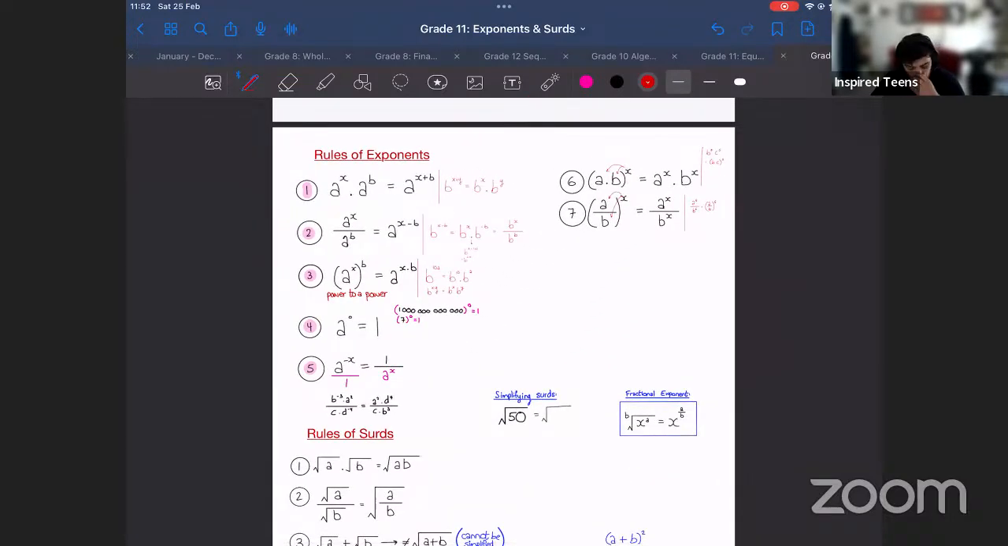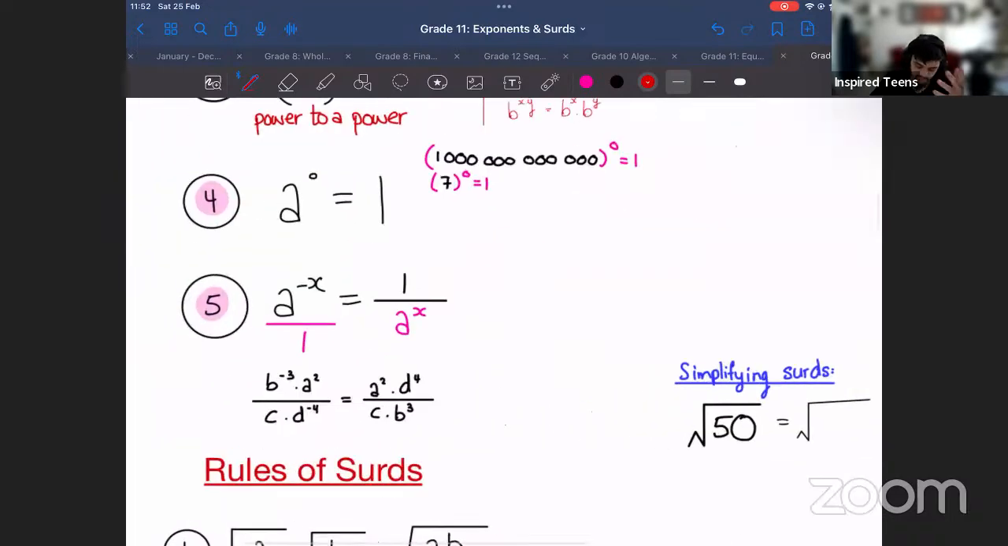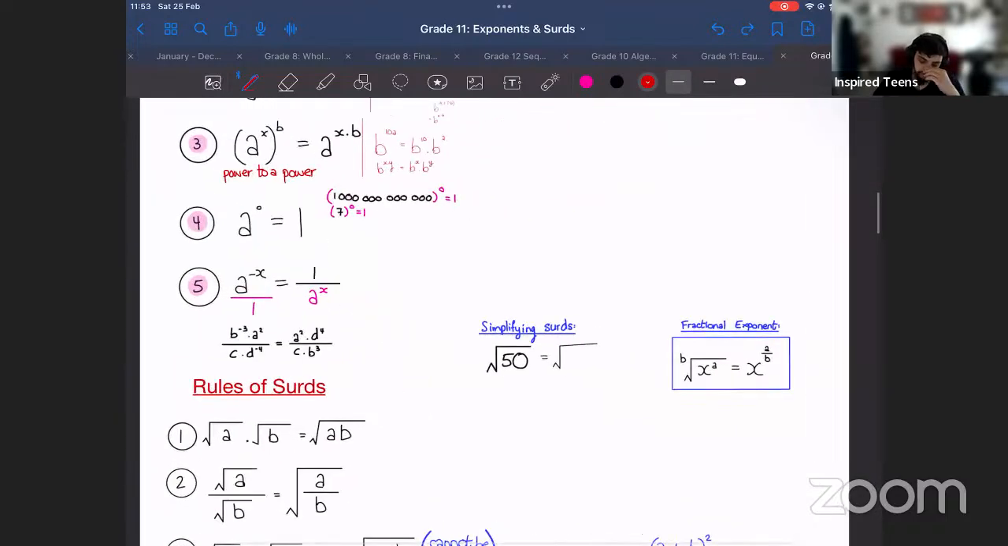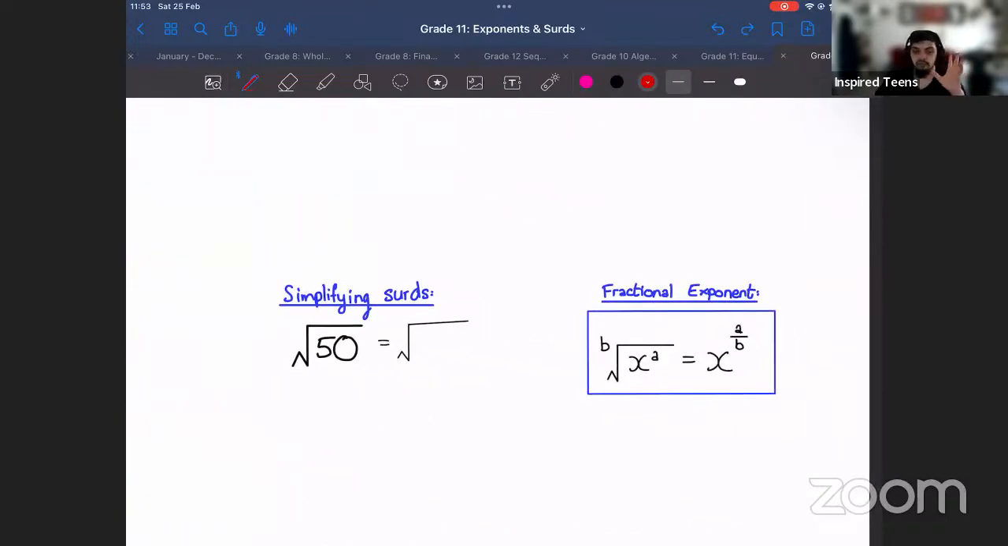Okay, makes sense? You're referring to number 5, sure, but if you have variables, for example, then you can't put it in the calculator.